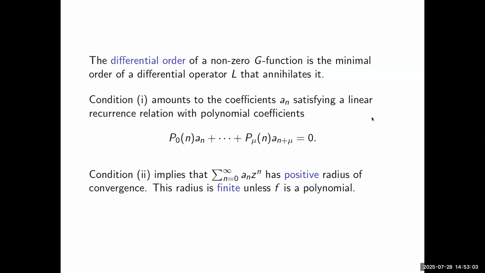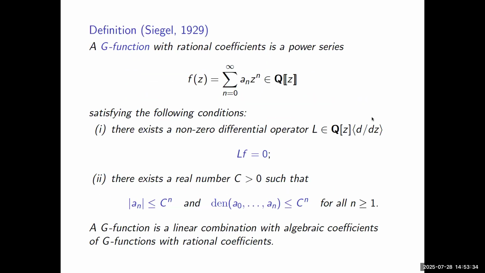And then just some small comments about the definition. So the first one is that the existence of a differential equation is equivalent to the coefficients of the power series satisfying some recurrence relation. So a_{n+1}, ..., a_{n+mu} are related by some equation where the coefficients are polynomials in n. And usually if you are given the coefficients, you first find the recurrence, and from this you construct the linear differential equation. So that was the first condition here.